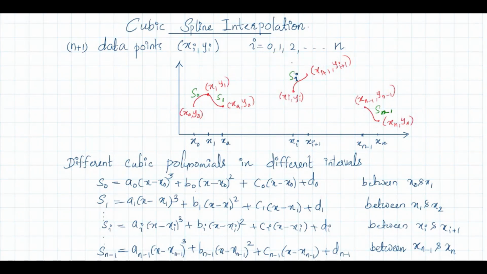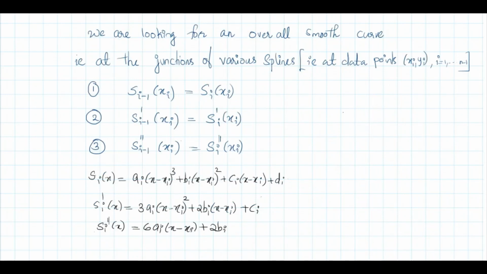So here between xi, yi and xi plus 1, yi plus 1 we have Si, and between xi minus 1, yi minus 1 and xi, yi we have Si minus 1. So at the junction xi, yi, the splines that meet together are Si minus 1 and Si. Both these splines should have the same value at xi. That is the meaning of this condition: Si minus 1 at xi should be equal to Si at xi.